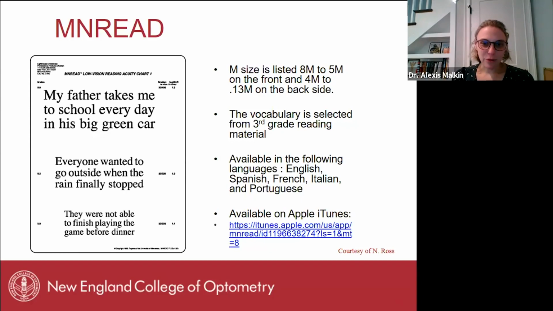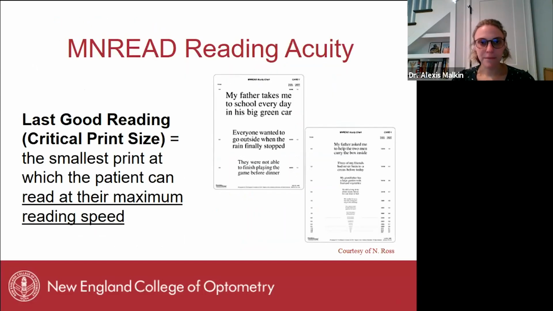It is available through iTunes if you're using an iPad in your clinic to try to have fewer charts and to be more portable. And we use what we call the last good reading or critical print size. So it's the smallest print at which the patient can read at their maximum reading speed.